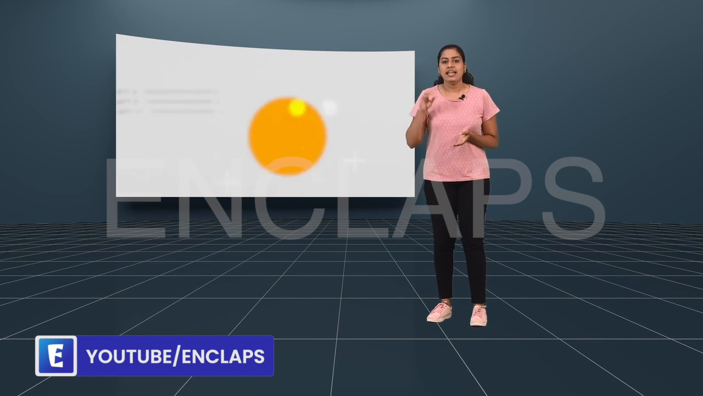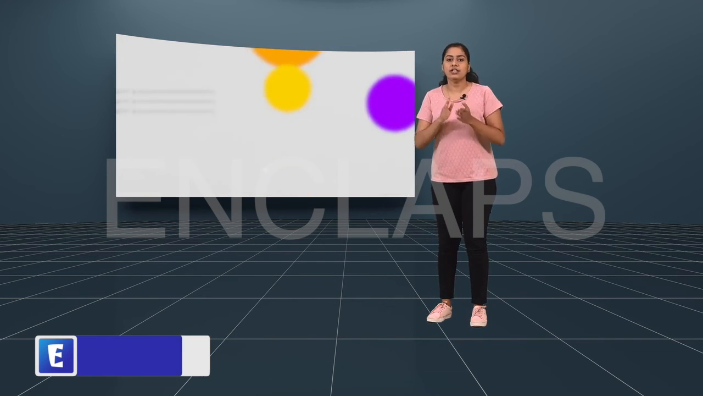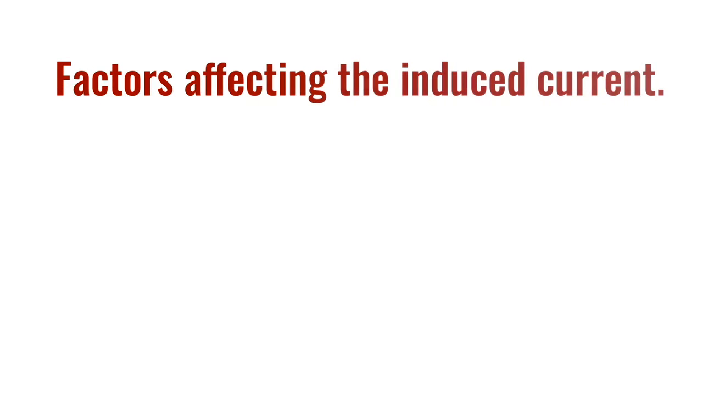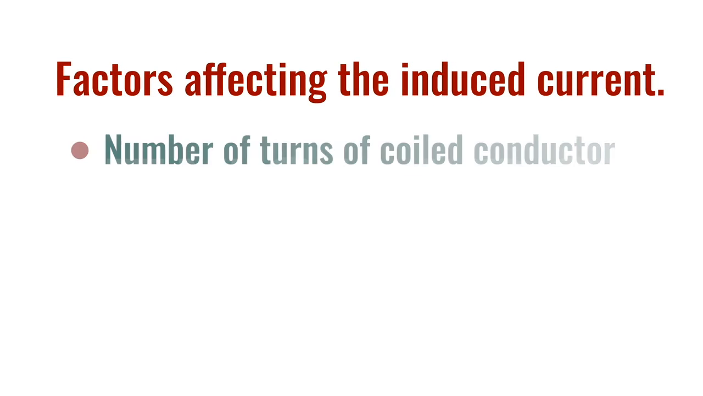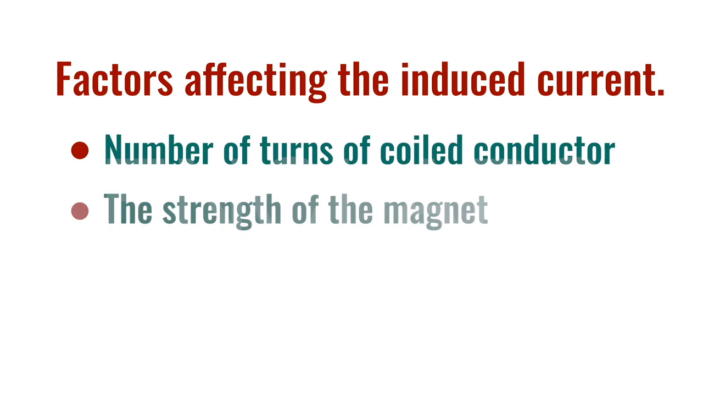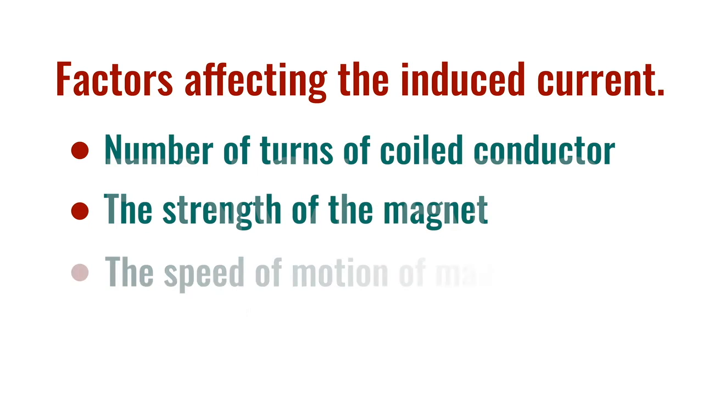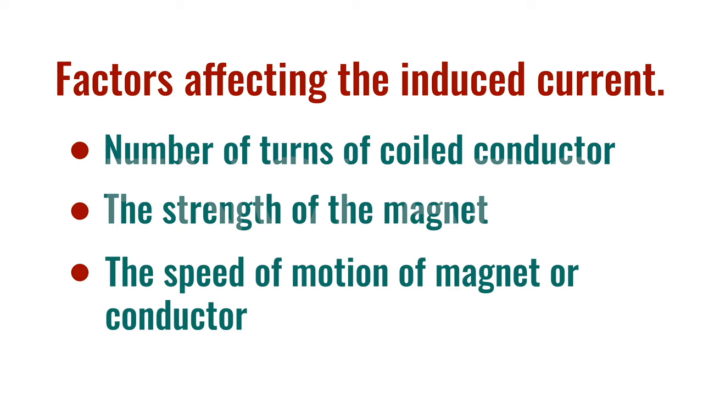These activities helped us to arrive at some conclusions about the factors affecting the induced current. They are: 1. Number of turns of the coiled conductor, 2. Strength of the magnet, and 3. The speed of motion of magnet or conductor.